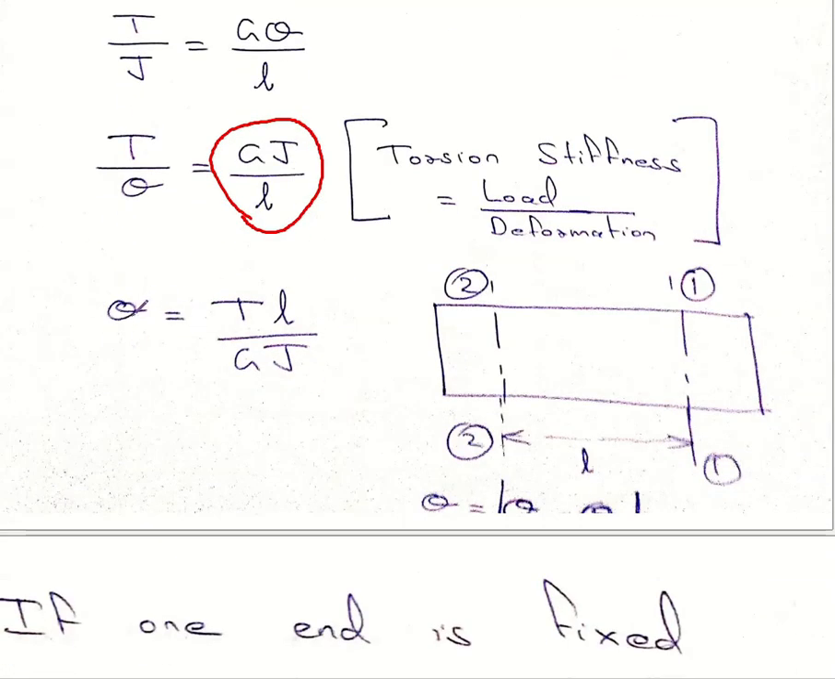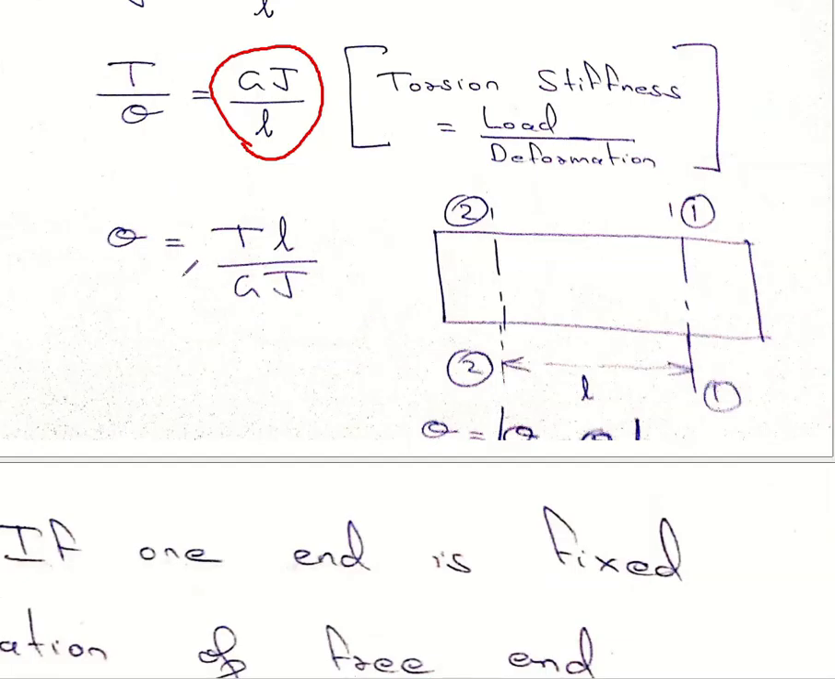Then theta can be rearranged and written as TL by GJ. G and J are respectively the rigidity modulus and the polar moment of inertia, T is the twisting moment applied, and L is the length between any two cross sections 1 and 2.